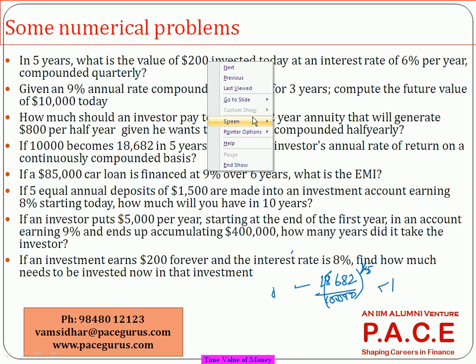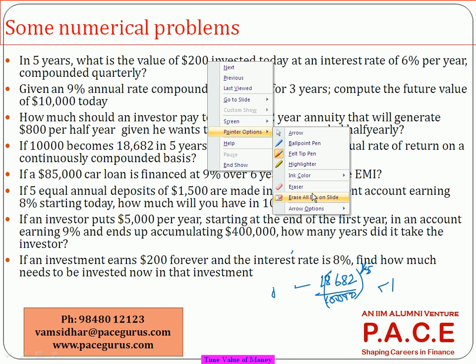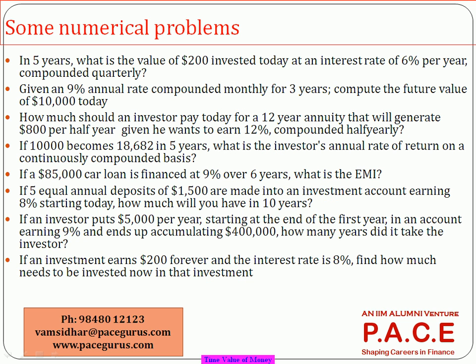Okay, the next one is again a typical example for us. 85,000 car loan is financed at 9% per year over 6 years. What is the EMI? So in this case, PV is 85,000. I am taking a loan of 85,000 today. So I am getting 85,000 today.